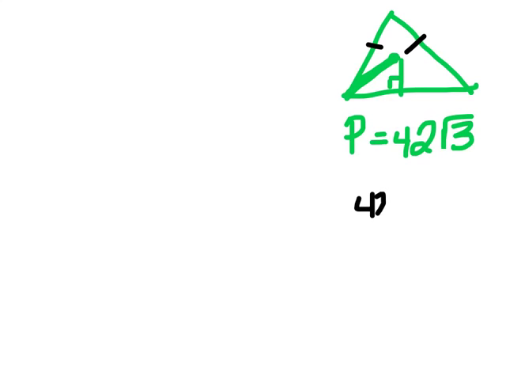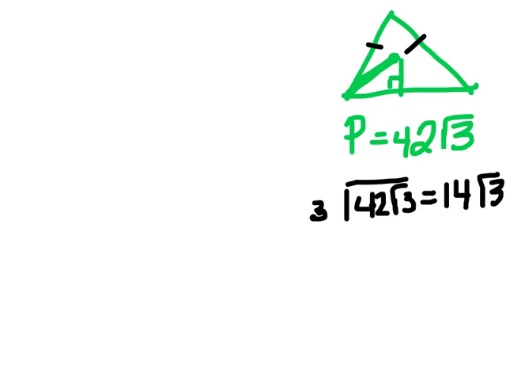If I take 42 square roots of 3 and divide it by 3, remember we're only going to divide the stuff that's on the outside. We don't divide inside a radical with a number outside a radical. So 42 square roots of 3 divided by 3, 42 divided by 3 is 14, and then it's square root of 3. So one side would be 14 square root of 3.